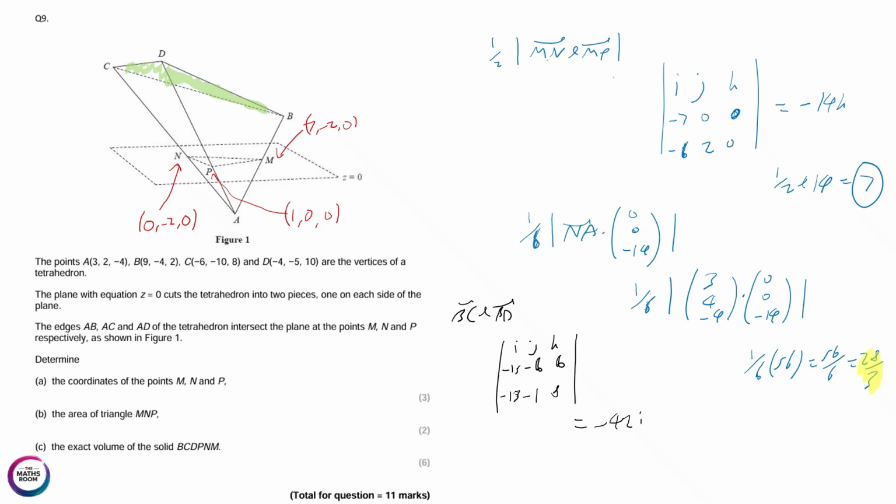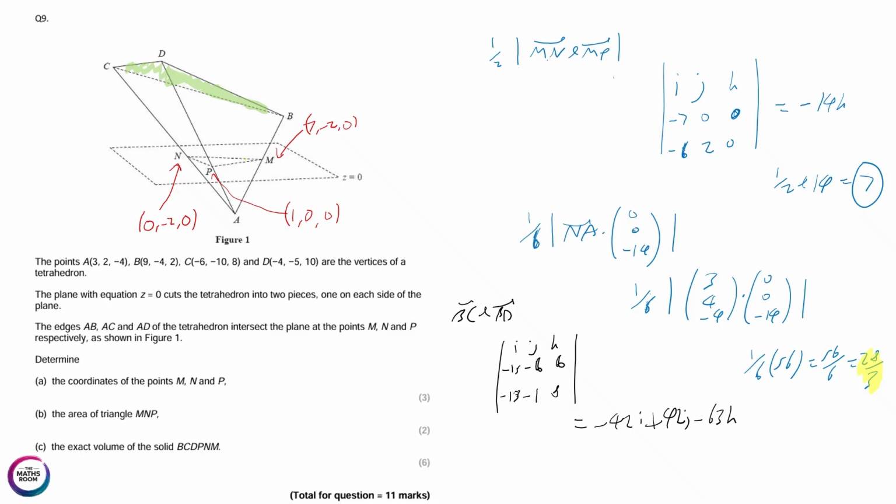Yeah. The J component, let's work this out. It's minus 120 plus 6 times 13. I've got to change signs, so it should be plus 42J. Then my K component is quite simply 15 minus 6 times 13, which is minus 63K.